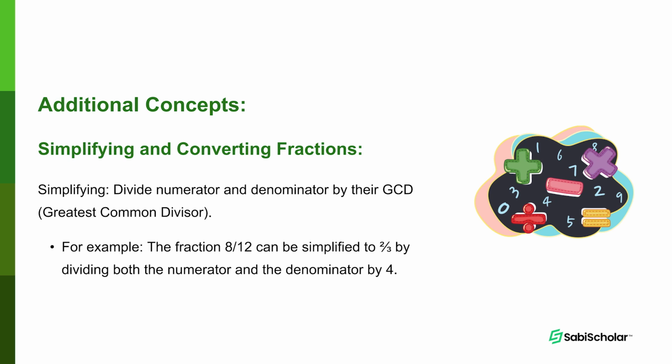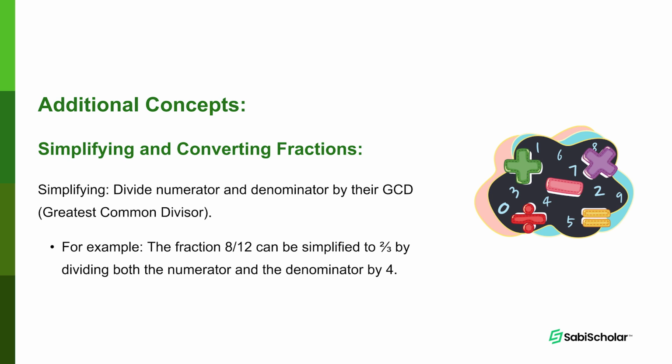So if you divide 8 by 4, you will get 2. If you divide 12 by 4, you get 3. So to simplify a fraction, you divide the numerator and denominator by their greatest common divisor. And let me say this, sometimes it is not easy to get the greatest common divisor straight away, so it's fine to take it one step at a time.